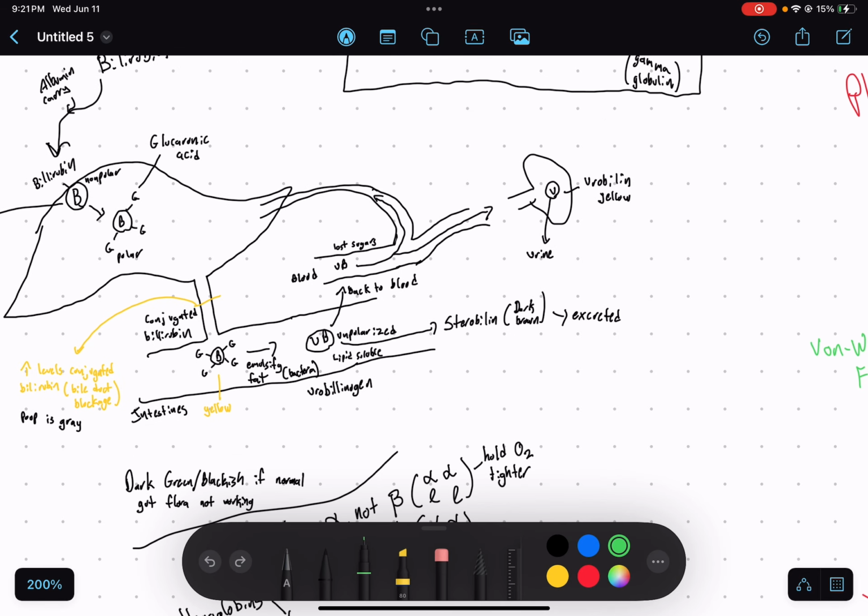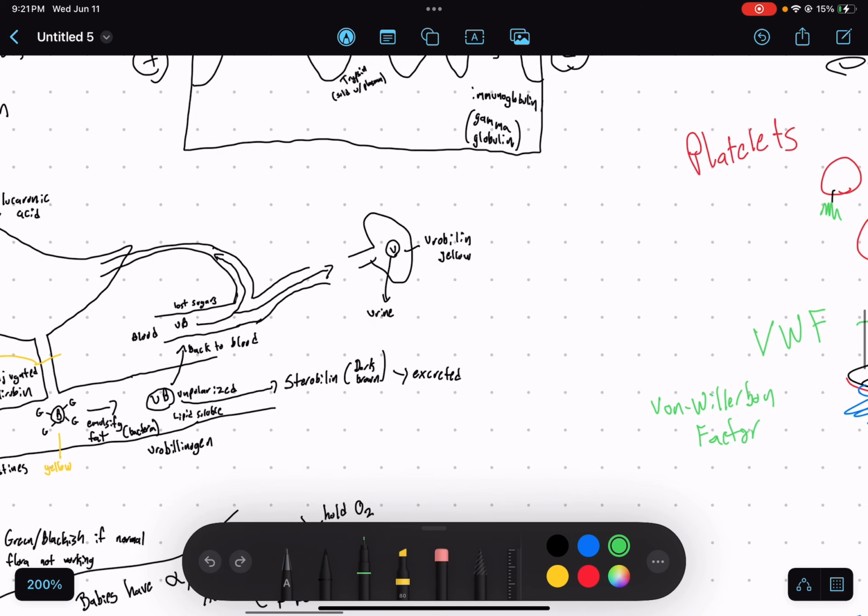Whenever it's conjugated, it's going to allow it to then go into the intestines. Once it's in the intestines, the bacteria in them will take off the glucuronic acid, turning it into urobilinogen. And that, because it's nonpolar, can then go through the walls back into the bloodstream, or it can be turned into stercobilin, I spelled that wrong, sorry. It'll be turned into stercobilin and then be excreted, and that's what we call feces.